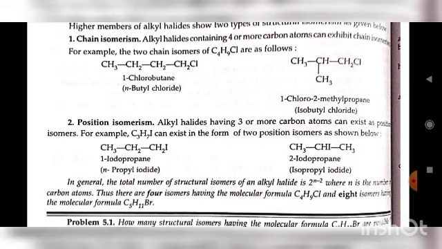In general, the total number of structural isomers of an alkyl halide is 2^(n-2), where n is the number of carbon atoms. Thus, there are 4 isomers having the molecular formula C4H9Cl and 8 isomers having the molecular formula C5H11Br.